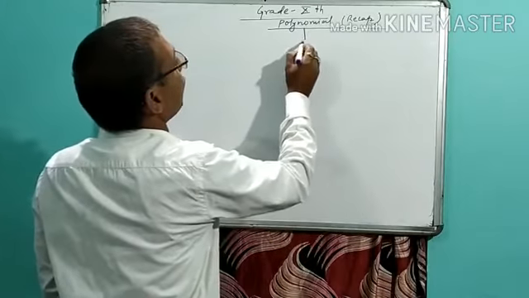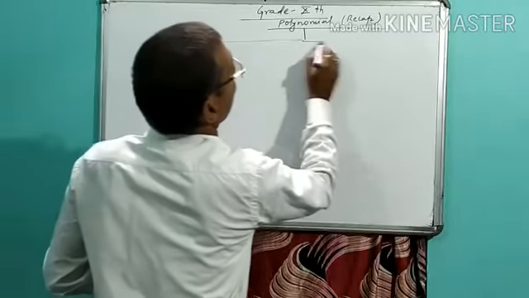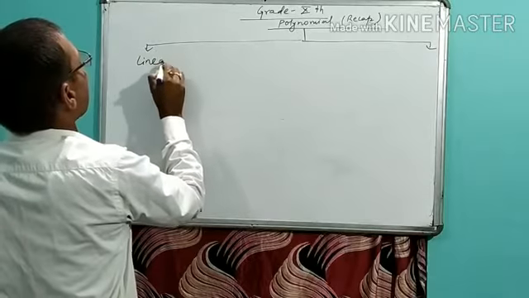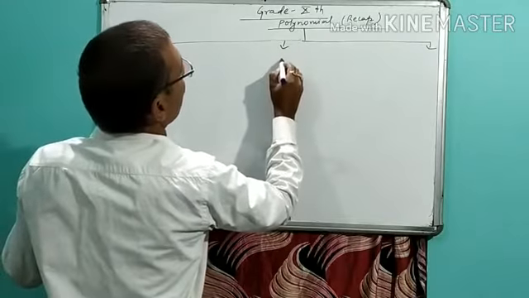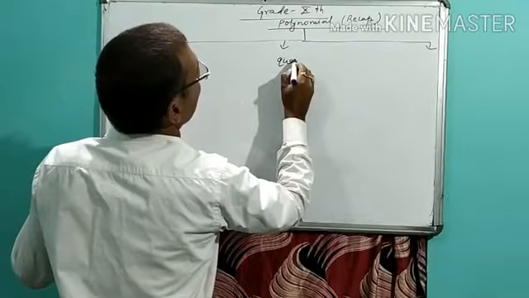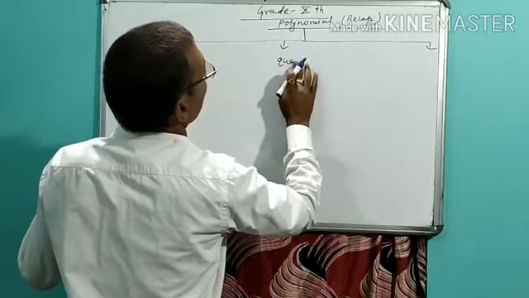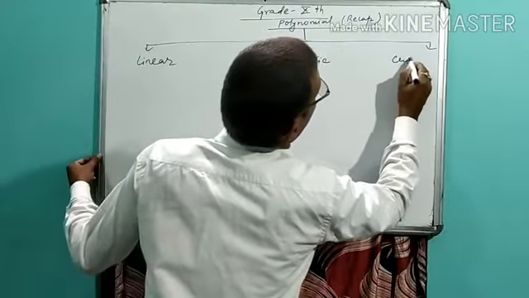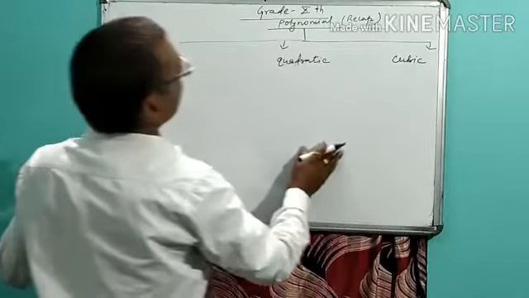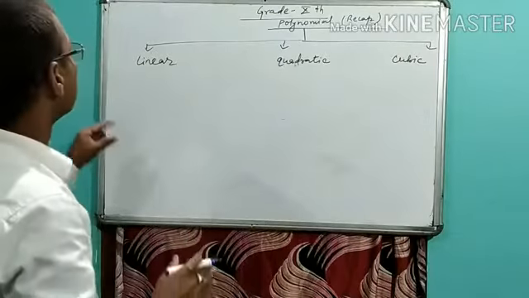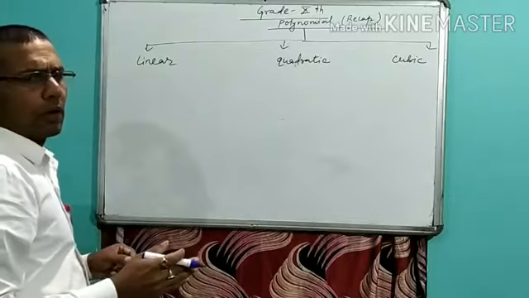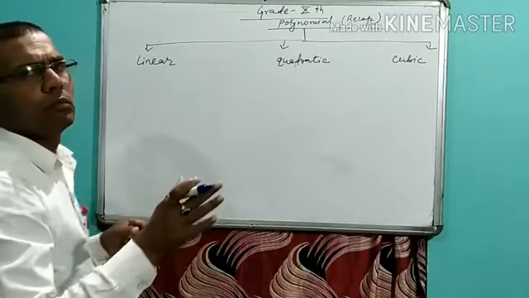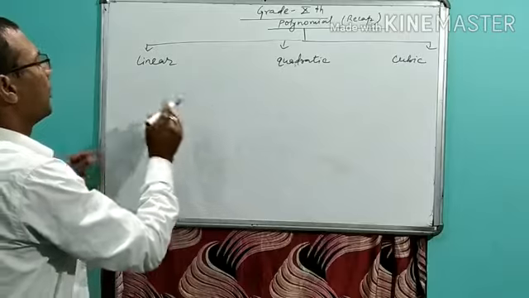Okay, polynomial: three types: linear, quadratic, and cubic. These are types of polynomial. I am going to recap these three terms.